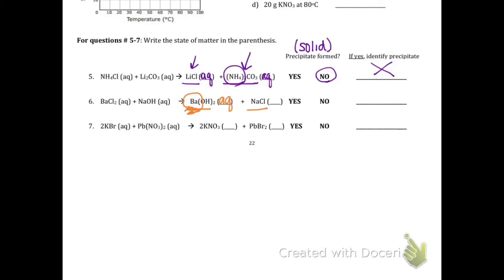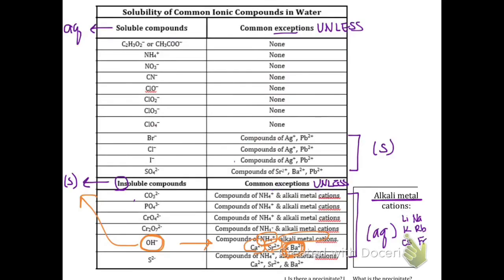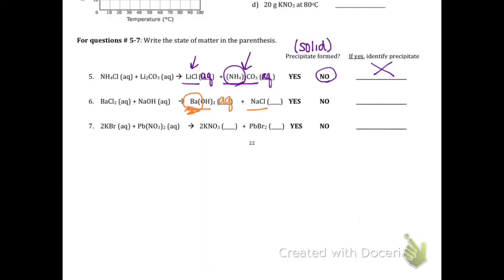Now the next one is sodium chloride, which is NaCl. So let's look for Cl. Cl is here. Chlorine is always aqueous unless it's attached to an Ag or lead. You look back here, it's attached to an Na. Na is an alkali metal actually, so you know it is always going to be aqueous. So the answer is no, we don't have a solid, we don't have a precipitate, so you can put an X right here.